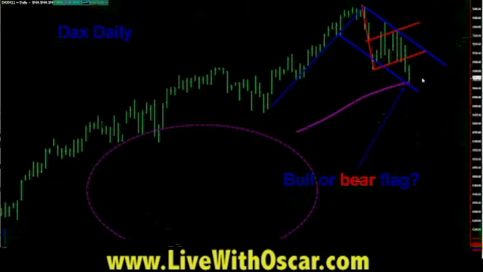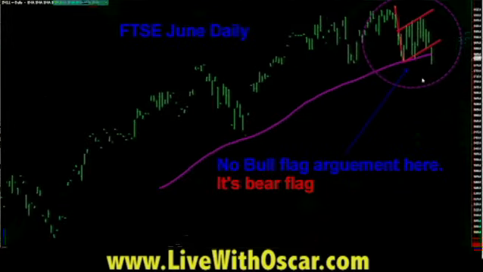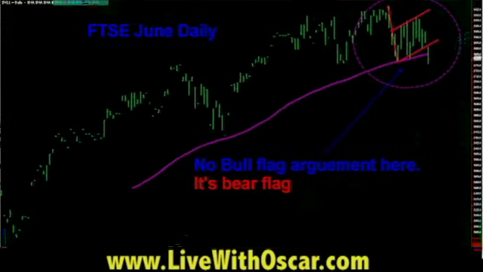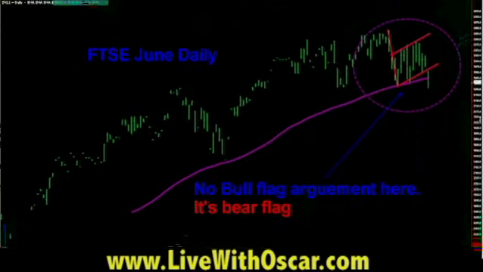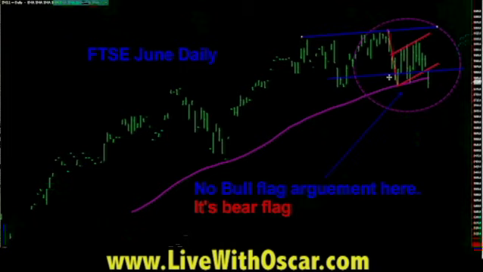Then as we move around Europe, we go to the FTSE. On the FTSE, traders, there is zero argument for a bull flag. There is no argument here for a bull flag. I can't find one. I can't construct one. I don't see one. I can falsify one if you want me to do something like this and say, ooh, big flag right here. And I can force that in if you want me to, but I don't know that that's what we're looking at right now.